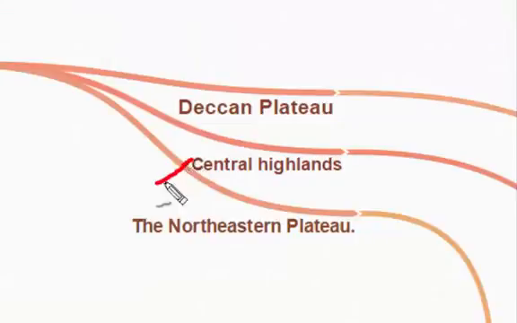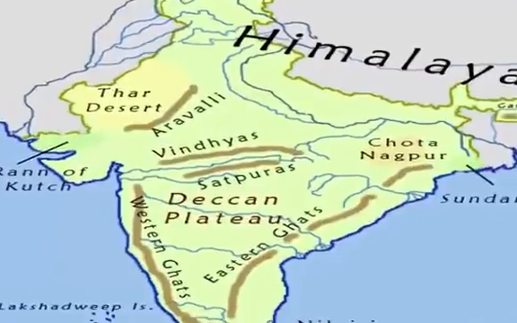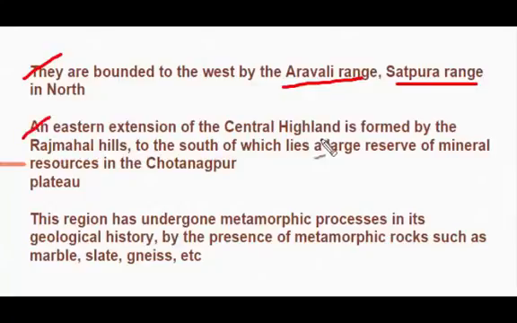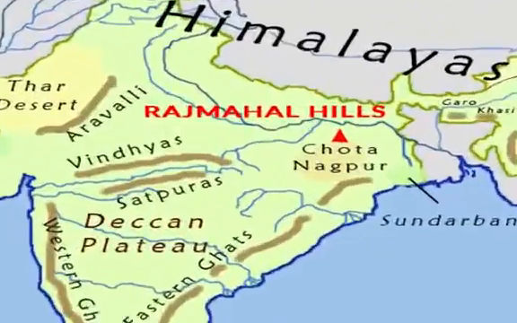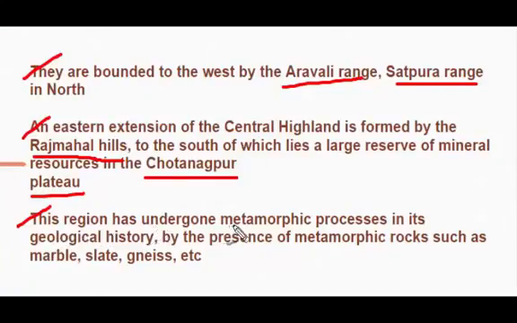Now let's read about the Central Highlands. It is bounded in the west by Aravalli Range and to the north it is bounded by Satpura Range. The eastern extension of the Central Highland is formed by Rajmahal Hills, that is near Jharkhand, to the south of which lies a large reserve of mineral resource in the Chota Nagpur Plateau. This region has undergone metamorphic process in its geological history.